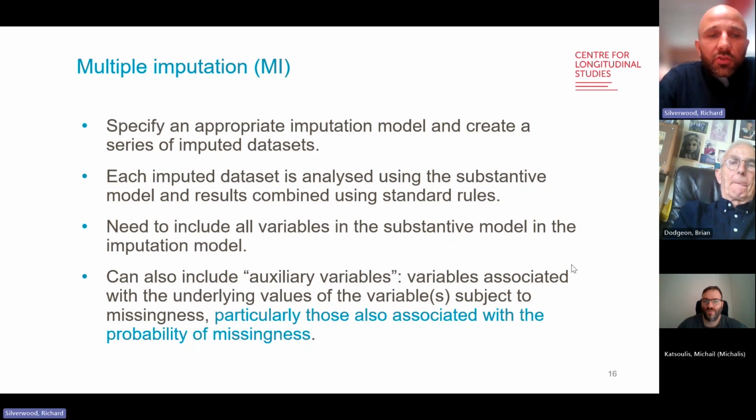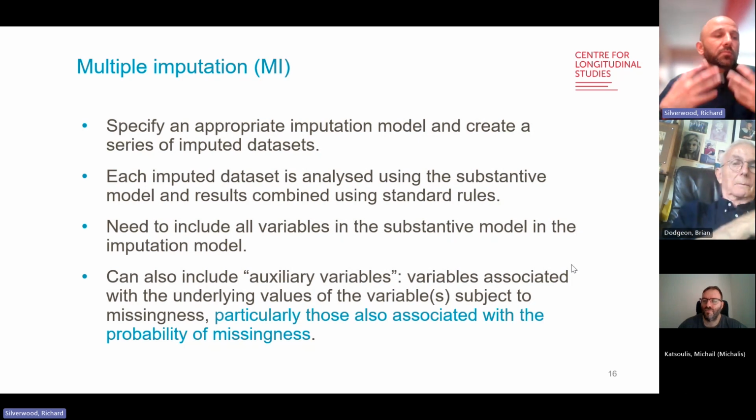So which variables should we be including in our imputation model? Well, we certainly need to include all the variables that are in our substantive or analysis model, and that includes our explanatory independent variables, as well as our outcome, our dependent variable or variables. But also, if there are other variables, such as interaction terms and other non-linear features of the data, we would need to include those too.